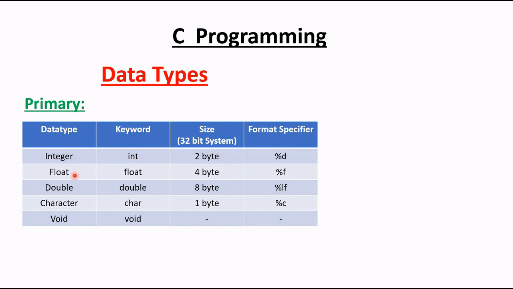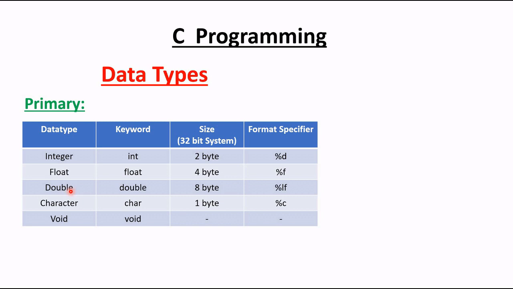The next one is float data type. So what is float? Float means point value, all the decimal values like 1.1, 2.1, 5.5, 10.1. These are all float type variables. So the keyword we have to write in our code at the time of declaring a float variable is float, and in memory for a 32-bit system it will hold 4 bytes of memory. And to print this in the output we have to write %f.